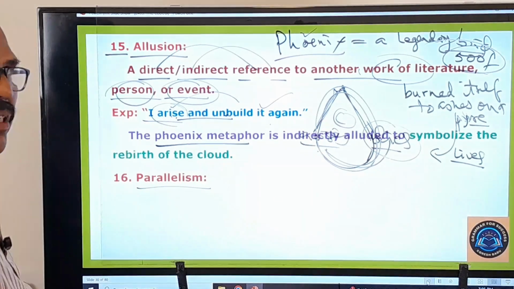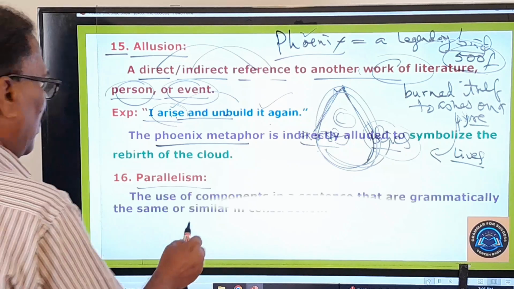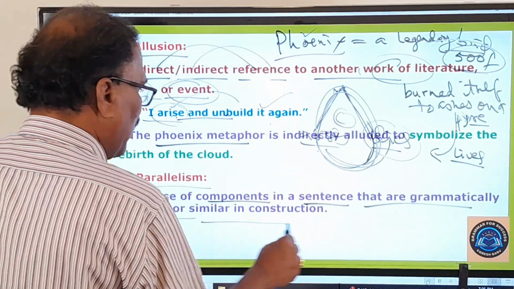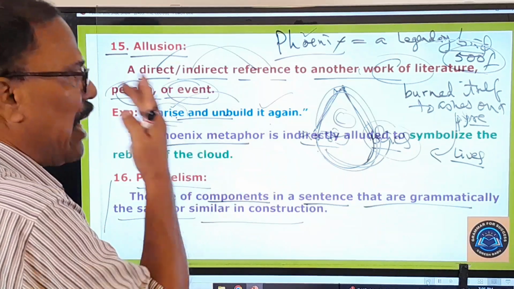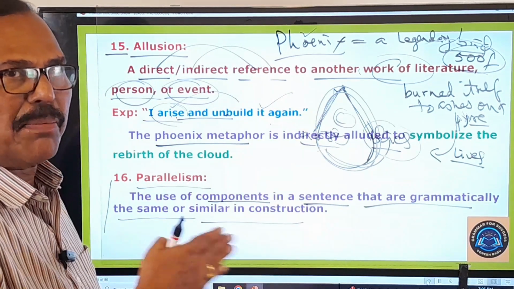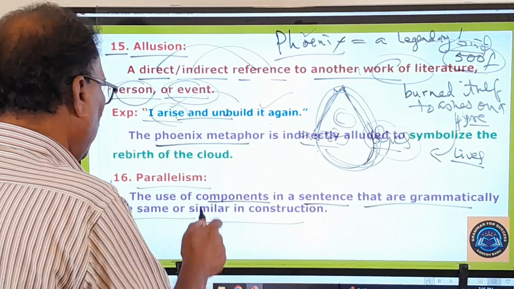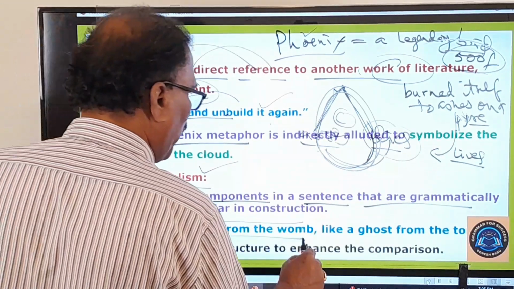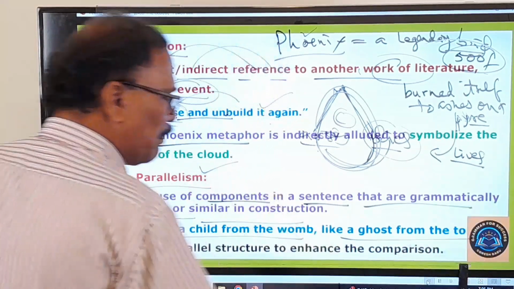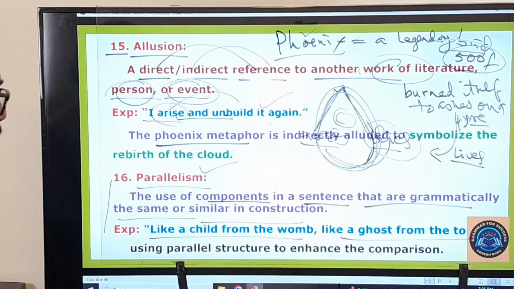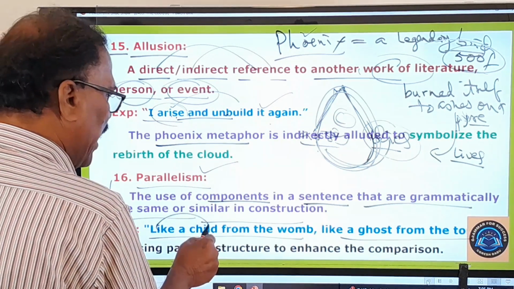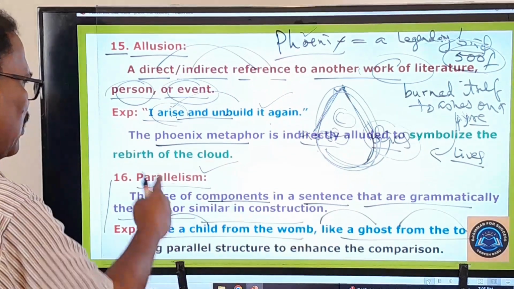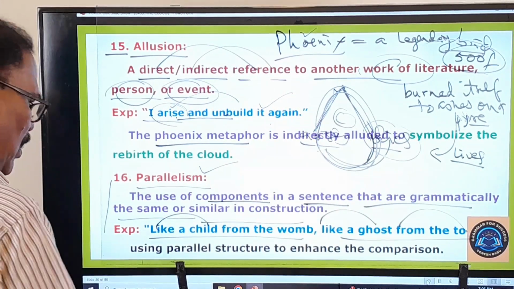Parallelism is there. What is this parallelism? See, the use of components in a sentence that are grammatically the same, similar in construction. So the same grammar constructions in the poetic lines is called parallelism. How? Let us see that here. Like a child from the womb, like a ghost from the tomb. See, same construction. This is called parallelism.